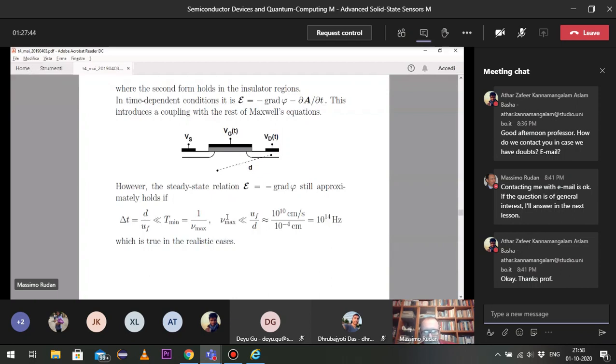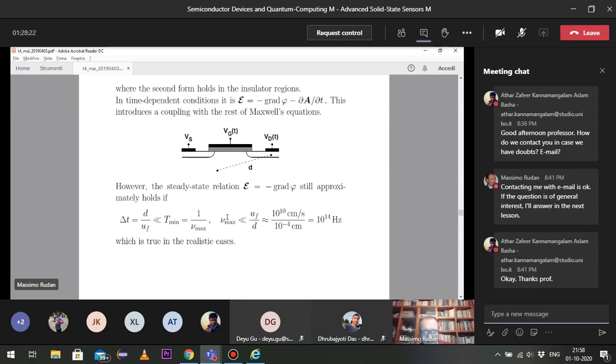Many years ago, the typical length of a channel used to be 1 micron. That is 10 to the minus 4th centimeters. So if you look at the ratio, you find that the maximum frequency of the applied signals, if you take 1 micron as the typical length of the channel of the MOS transistor, is 10 to the 14th hertz.